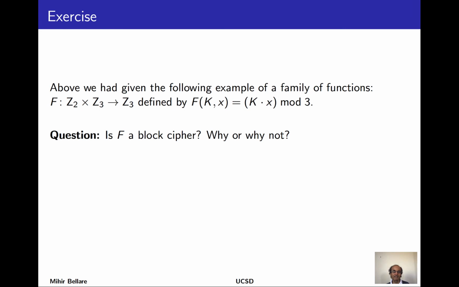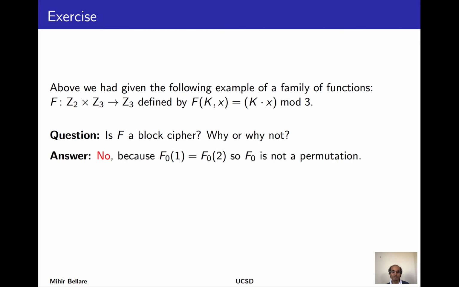The first thing it asks you to check is the input and output spaces must be the same. Are they? Yes, they're both Z3. So that's a check mark. If that failed, you would already know it's not a block cipher. But there's more. Is it the case that for every possible key in Z2, the induced function is a permutation? That requires us to check what happens on all keys, two different keys. So we can go through that check. And what we notice is right away for the first key, it fails.